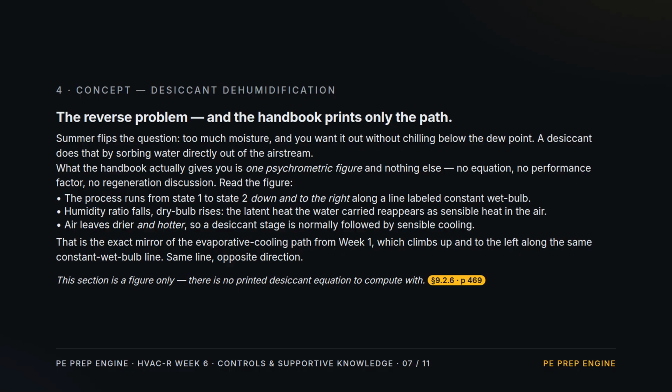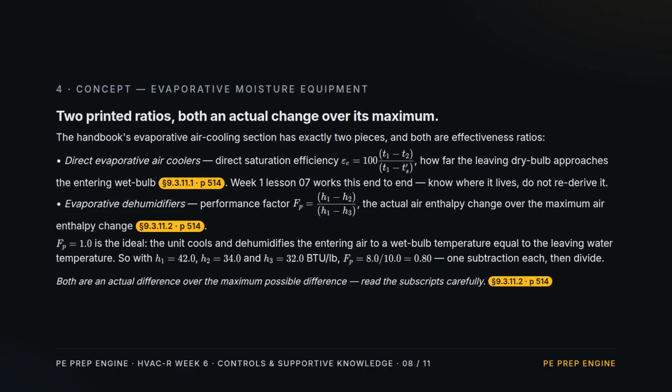And that is the exact mirror of the evaporative cooling path from week 1, which climbs up and to the left, along the same constant wet bulb line. Concept: evaporative moisture equipment. The handbook's evaporative air cooling section has exactly 2 pieces, and both are effectiveness ratios. Direct evaporative air coolers get a direct saturation efficiency, how far the leaving dry bulb approaches the entering wet bulb as a percentage. Week 1, Lesson 7, works that one end to end. Know where it lives, don't rederive it.